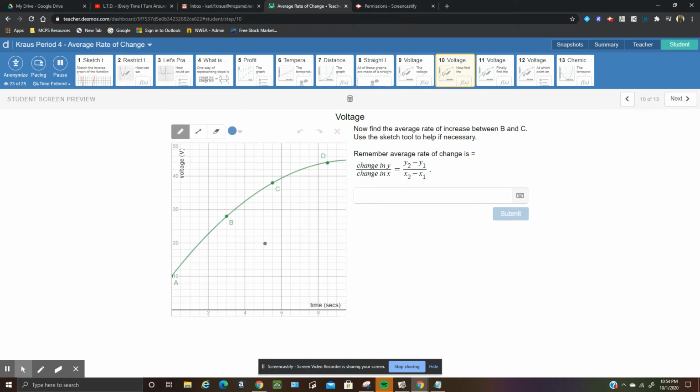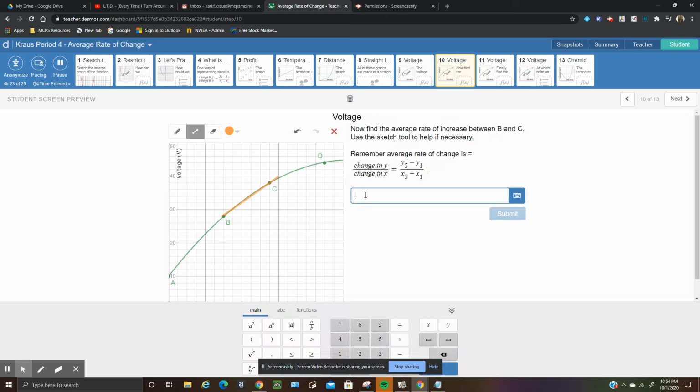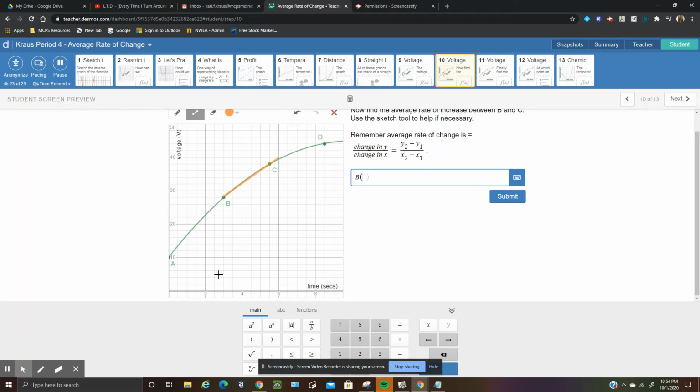Next, I want you to find between B and C. So once again, we use a different color here. So between B and C, I could draw a segment. And B is at (3, 28). We found that on the other slide. And C is at (5.5, 38).